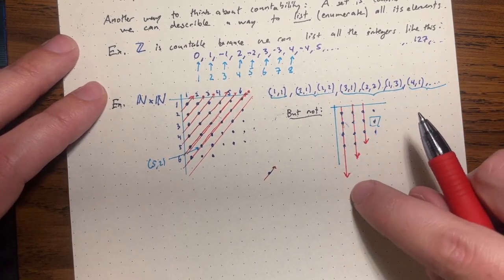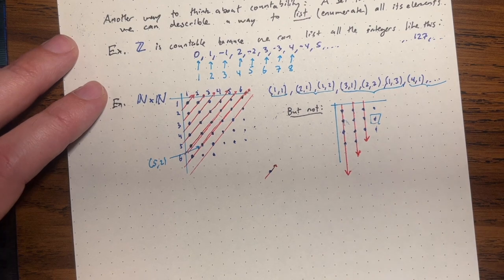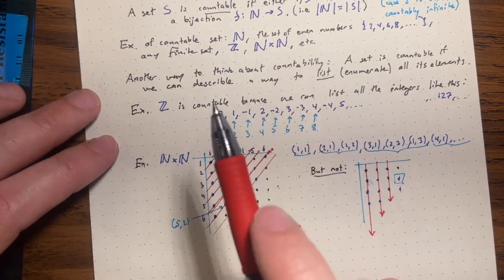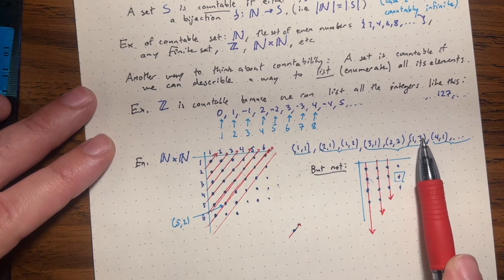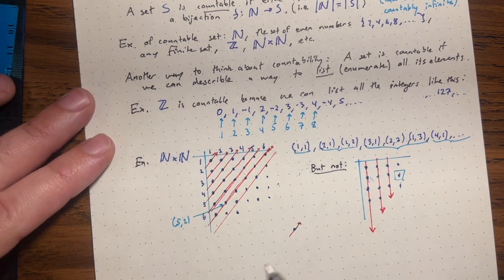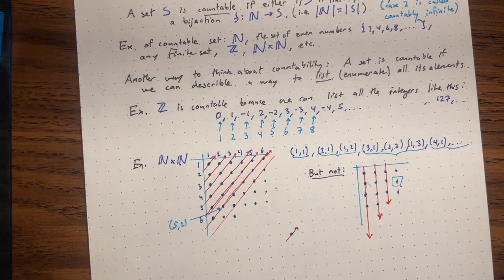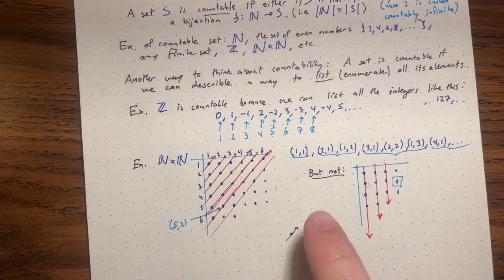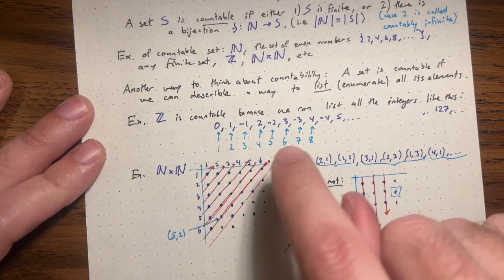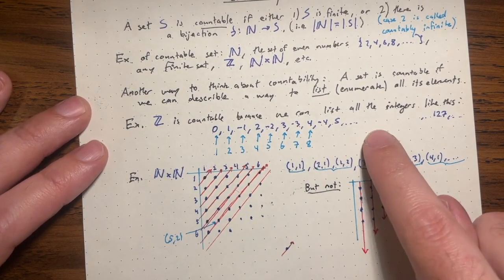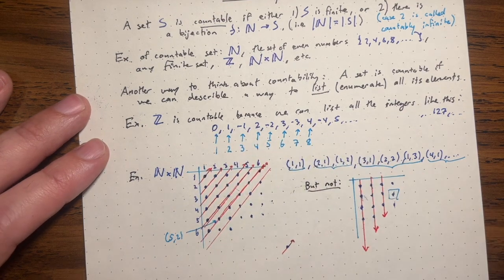This one doesn't work because I will never finish going down the first column. Same with the integers. I can't just say list all the positive ones, then list all the negative ones. There is no "and then," right? You can't ever finish listing the positive ones. So even though Z is countable, that argument would not convince me that it's countable. This one would: this alternating idea.